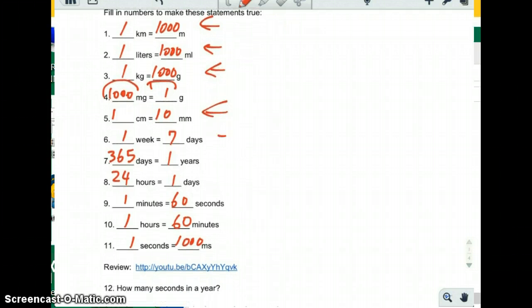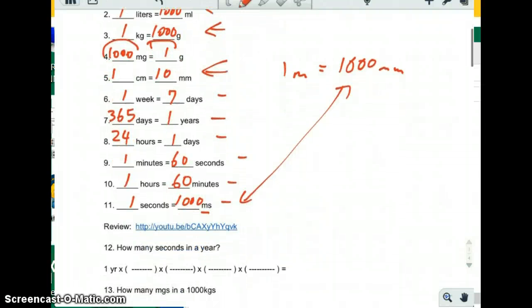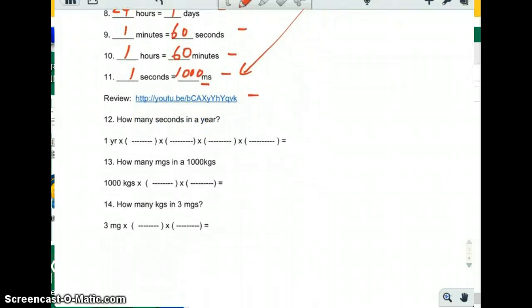7 days in a week, that's easy. 365 days in a year, that's easy, right? 24 hours in a day. 1 minute equals 60 seconds. 1 hour equals 60 minutes. 1 second equals 1,000 milliseconds. Milli is 1,000, just like 1 meter is equal to 1,000 millimeters. So it's kind of the same as that. Again, this is the same YouTube video that I recommend that you watch.